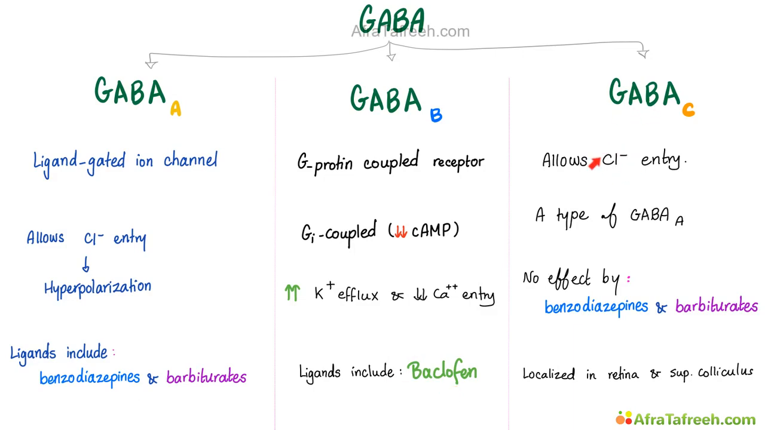GABA C allows chloride entry into the cell. Of course, this is inhibition. It's a subtype of GABA A, but it's a subtype that has nothing to do with benzos or barbs. You can find it in your retina or superior colliculus, which has a visual function. Superior colliculus, vision. Inferior colliculus, hearing.